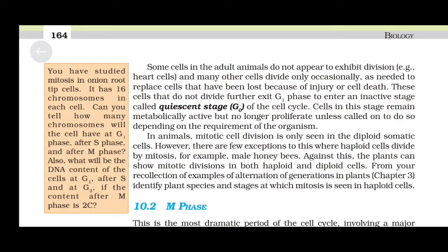requirement of the organism. In animals, mitotic cell division is only seen in diploid somatic cells. However, there are few exceptions to this where haploid cells divide by mitosis, for example, male honeybees. Against this, the plants can show mitotic division in both haploid and diploid cells. From your recollection of examples of alternation of generation in plants, identify plant species and stages at which mitosis is seen in haploid cells. M phase.